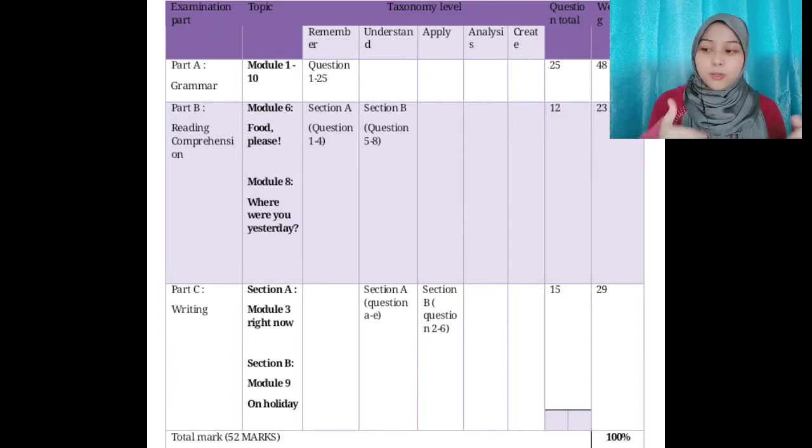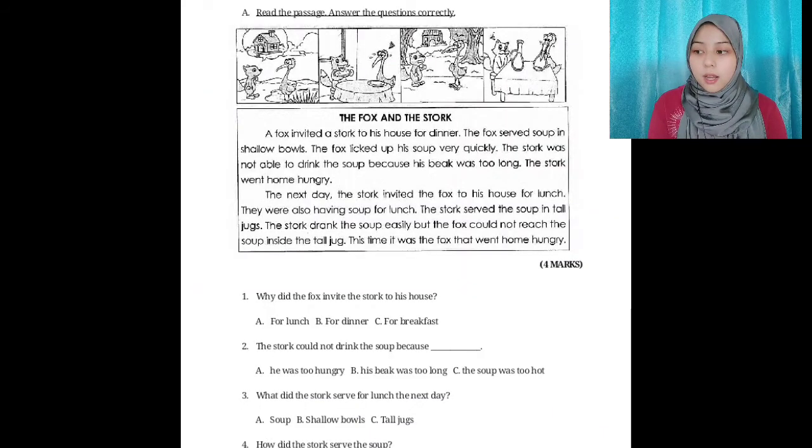So let's go with the taxonomy level. Section A requires the remember taxonomy level, because in section A I chose multiple choice questions. So the questions are quite simple.